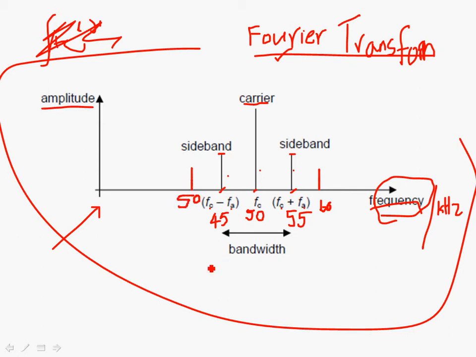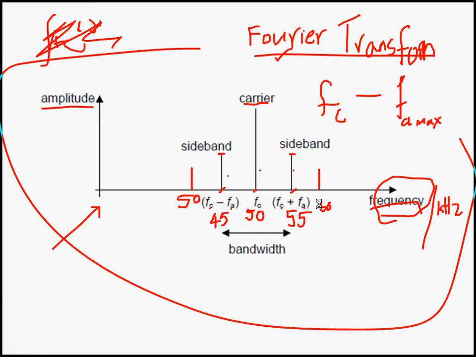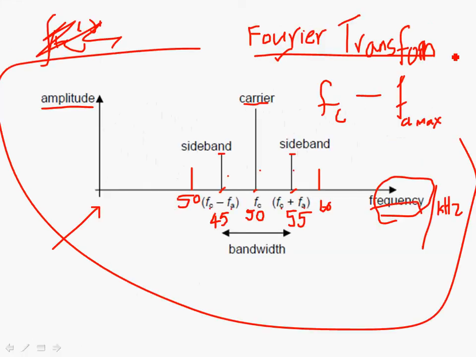So if you want to find the frequency of the sidebands, or the end parts of the sideband, you just have to find FC minus FA maximum audio frequency. In this case, the maximum audio frequency was 10,000. We had a mixture of 5,000 and 10,000. So the maximum frequency in the amplitude versus frequency spectrum would be FC minus FA max. In this case, it would be 60.